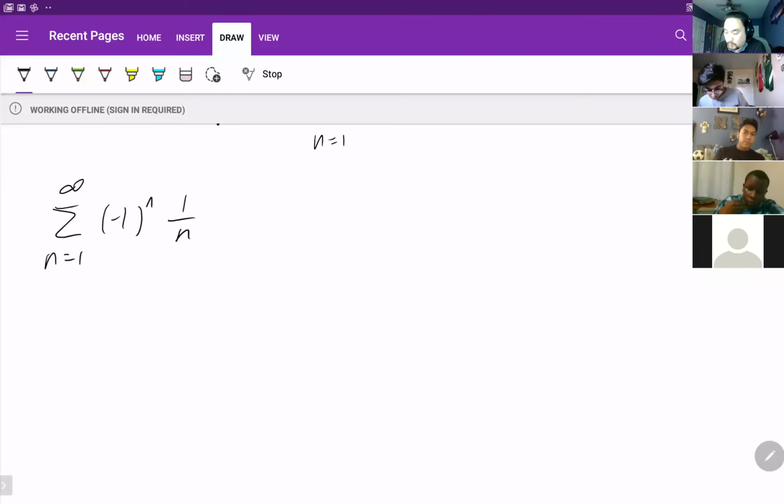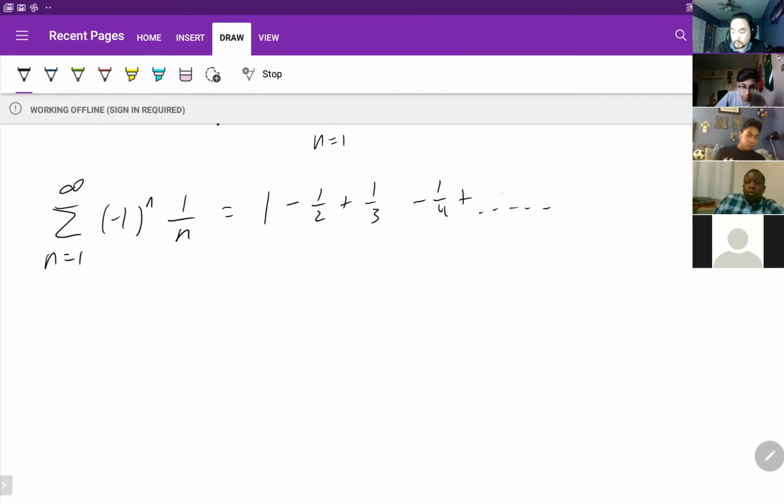So let's talk about what happens when we put an alternator on it, because this is going to be like 1 minus a half plus a third minus a fourth plus a fifth, and so on and so forth. So with this, we're going to use AST. What gave it away? The alternator. Yes. So this means we need AST.